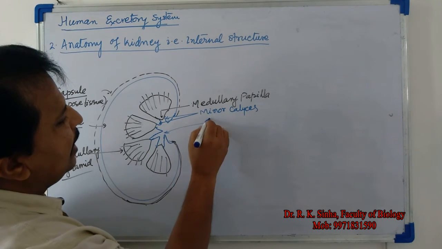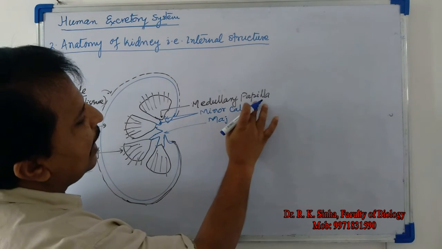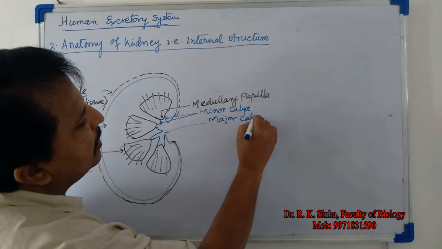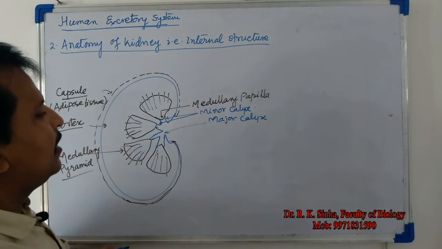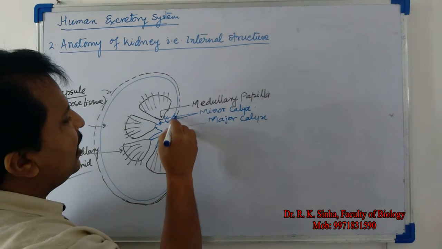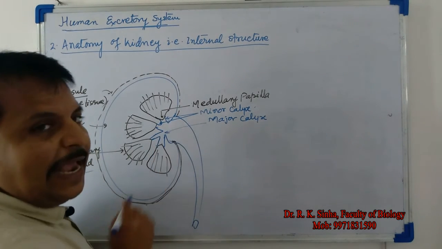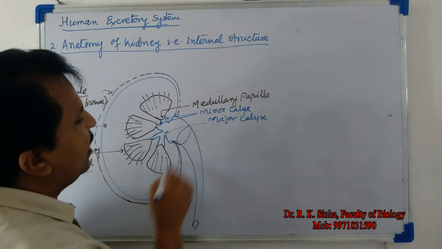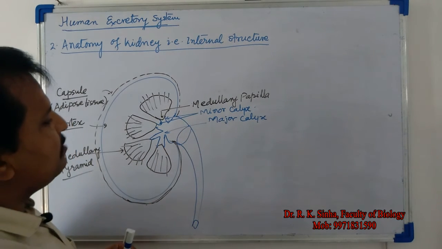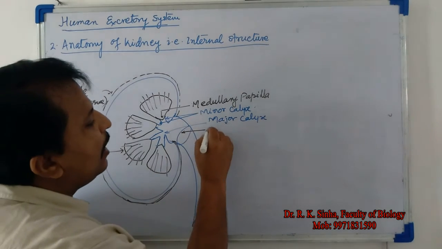This is known as major calyces, major calyx, minor calyx. This is major calyx. So these major calyces will open into this structure, this area in which these major calyces will open. That area is known as renal pelvis.